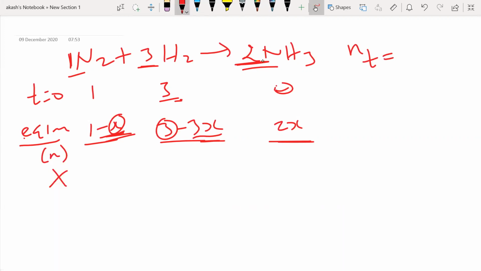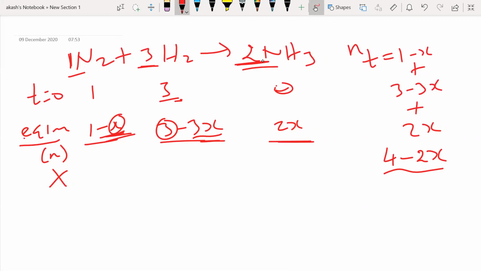Right, n total for this will be what? 1 minus x plus 3 minus 3x plus 2x. This is the total number of moles, right? So minus 4x plus 2x will become minus 2x, and what is left? 1 plus 3 is 4. So 4 minus 2x is the total number of moles.